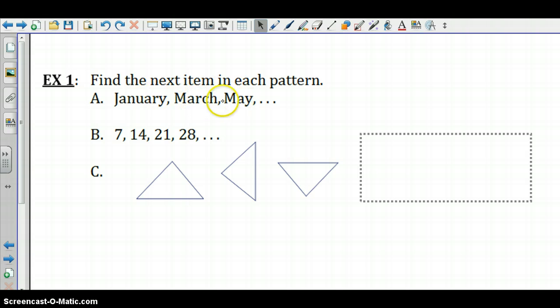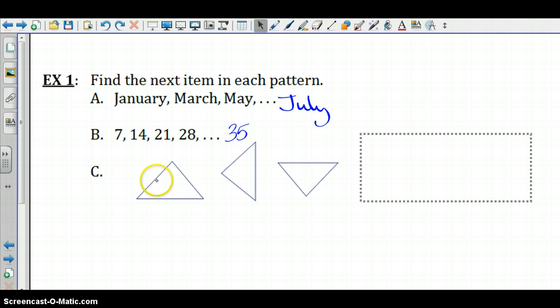January, March, May. Well, these are months of the year, and you're skipping every other month. We skip February and April, so the next month we would skip would be June, and the next month in the pattern would be July. Alright, so write that in. The next one, we have numbers 7, 14, 21, 28. You'll notice that we're adding 7 each time. So if we add 7 to 28, we would end up with the number 35. You could express this pattern another way. These are the first 4 multiples of the number 7, so 35 is the 5th multiple of the number 7.